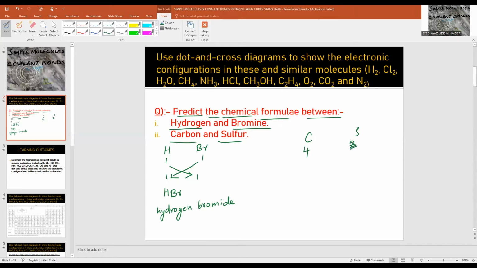But look at these numbers. These are even numbers. Then these will be divided by 2. What will we get? We'll get 2 and 1. Now, these subscripts will be exchanged. We'll get CS2. It is carbon disulfide. As there are 2 atoms of sulfur, so I will call it carbon disulfide.